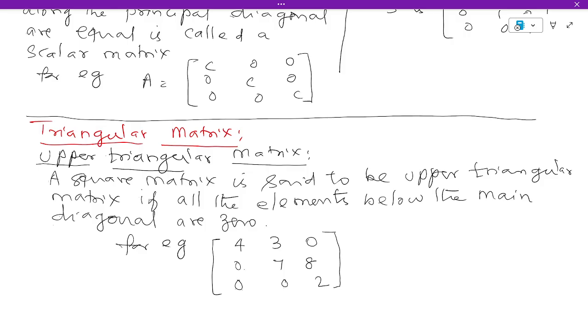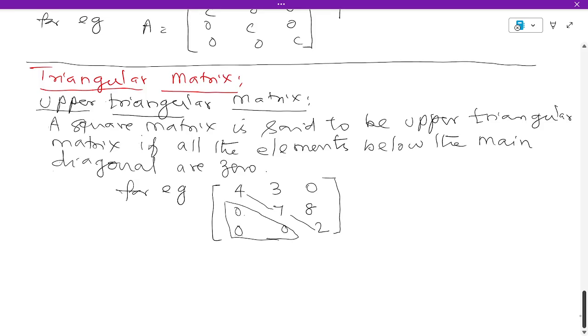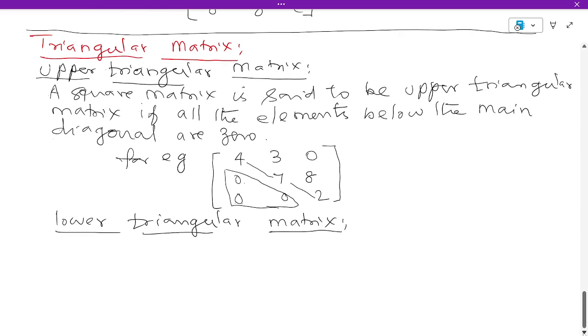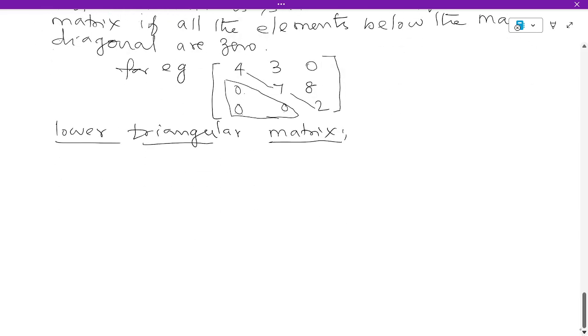See here, it is the upper triangular matrix. So there is a diagonal, and below the diagonal the elements are 0. It is known as the upper triangular matrix. Similarly, we can define the lower triangular matrix. A square matrix is said to be, it's quite the opposite, the lower triangular matrix.